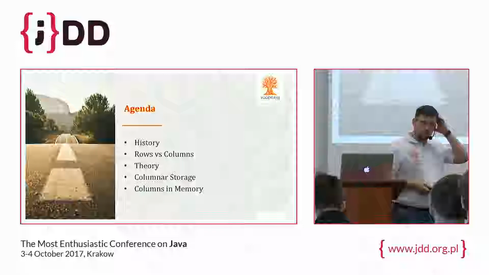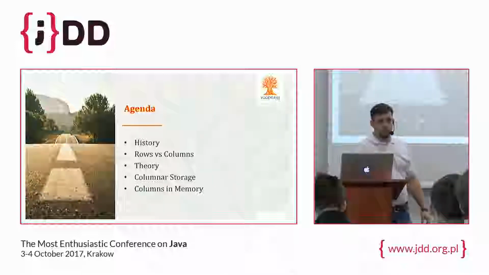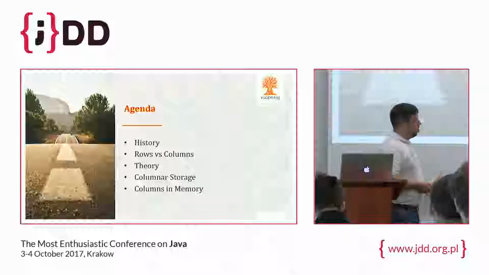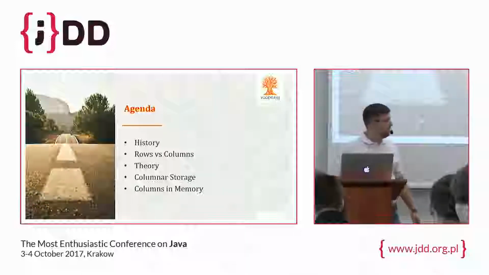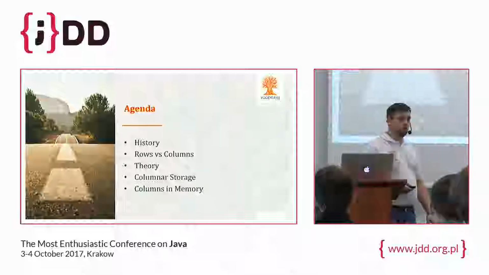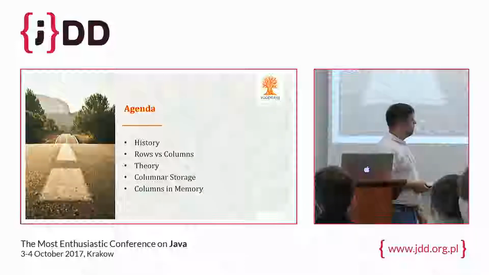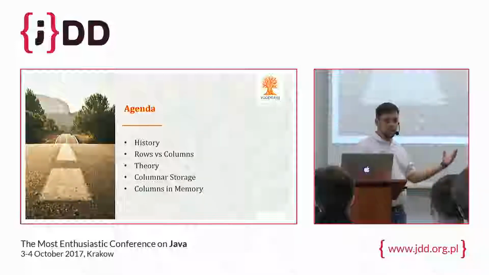First of all, a little bit of history, since columnar storage and the columnar way of processing are not so fresh. Then about rows and columns, how we can define them. Then a little bit of theory, related especially to the Google Dremel paper, then columnar storage from the perspective of the file system, and then in memory, which is the fresh project.